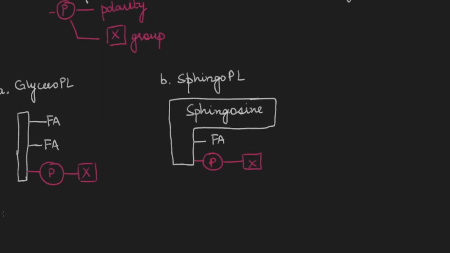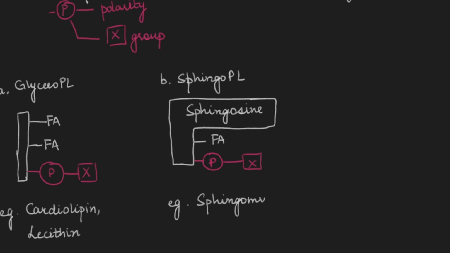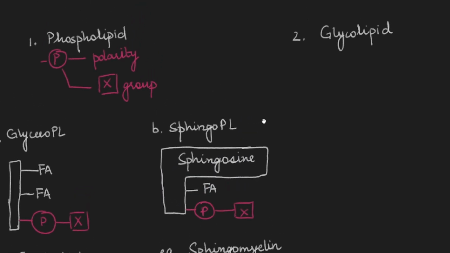Examples of glycerophospholipids are cardiolipin, lecithin, and cephalin. And one common example of sphingophospholipid is sphingomyelin. So this was phospholipid. All the lipid molecules to which a phosphate group is attached will fall under the phospholipid category.